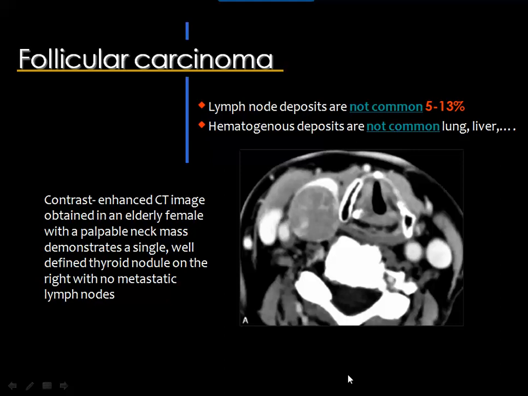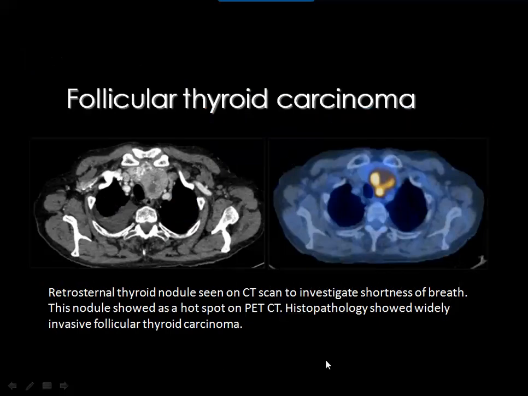And this follicular carcinoma usually does not have lymph node metastasis. Metastatic lymphadenopathy is uncommon, and also hematogenous deposits are uncommon. Then you see a lesion that is well located in the right thyroid lobe, and you will reach the diagnosis of follicular carcinoma, of course, by biopsy.